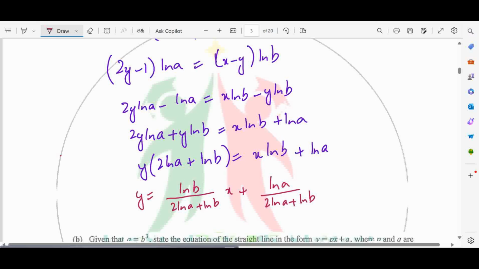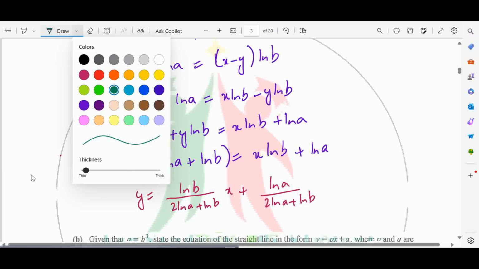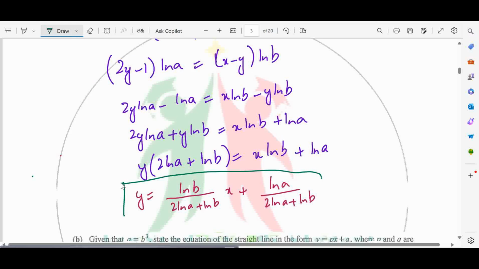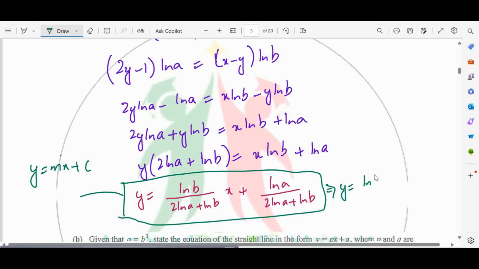Now from here we can say that this is a straight line. Why? Because it is in the form y is equal to mx plus c. And the second thing is we can even rearrange it further, and we can write it as y is equal to natural log of b divided by natural log of a squared times b, plus natural log of a by natural log of a squared times b.